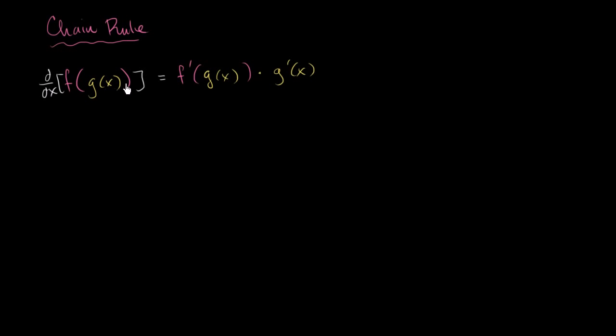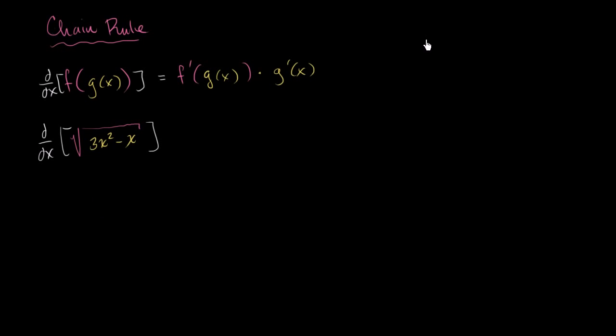Now, this might seem all very abstract and mathy. How do you actually apply it? Well, let's try it with a real example. Let's say we're trying to take the derivative of the square root of 3x squared minus x. So how could we define an f and a g so that this really is the composition of f of x and g of x?